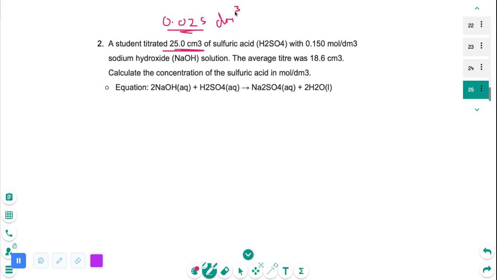Second thing, a student titrated 25 cm cubed of sulfuric acid, H2SO4, with 0.15 moles per dm cubed. Dm cubed, I love units. Units are brilliant. Of sodium hydroxide solution. The average titre was 18.6 cm cubed. This is sodium hydroxide, right? I should have underlined that. I was looking where it said sodium hydroxide. So 18.6 cm cubed of sodium hydroxide, and its concentration was 0.15 moles per dm cubed.